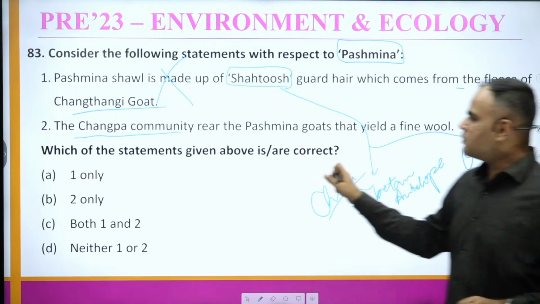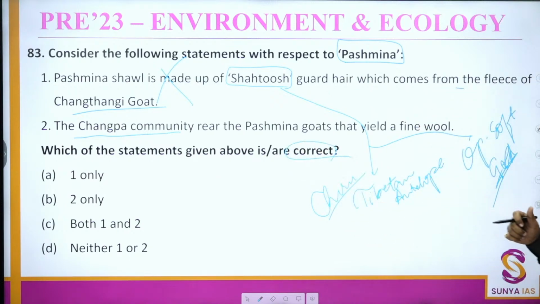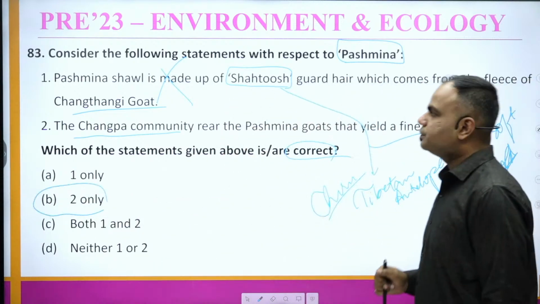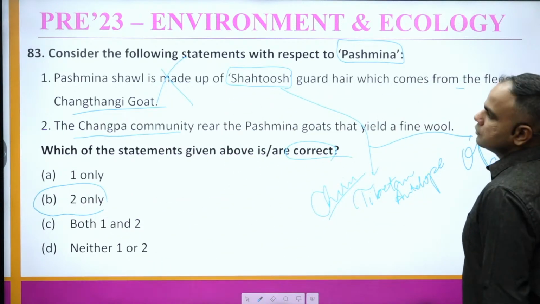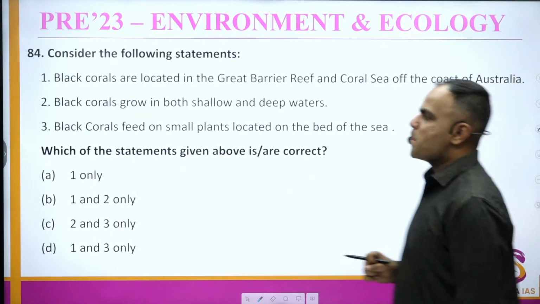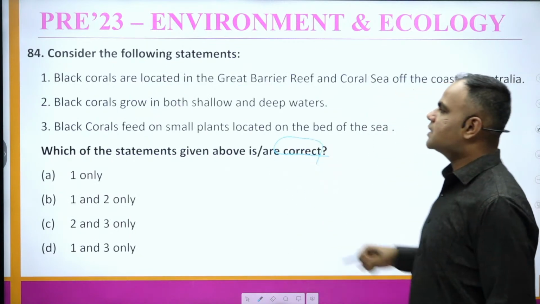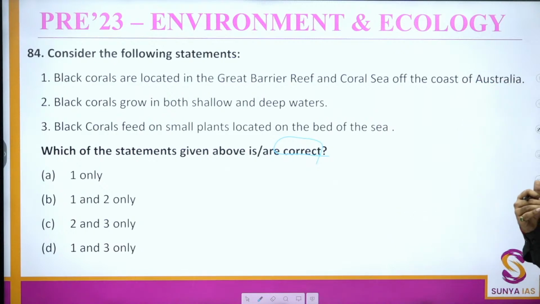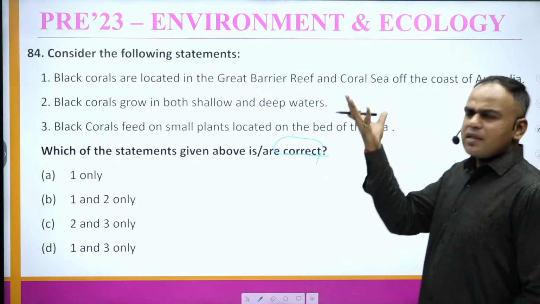Okay, so the question is asking what is correct here. For 83, the second part is correct. 2 only. Okay, the next question is asking which of the following is correct. The question is on black corals. It's a 3-statement question.